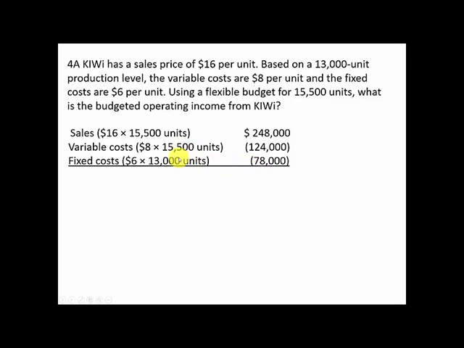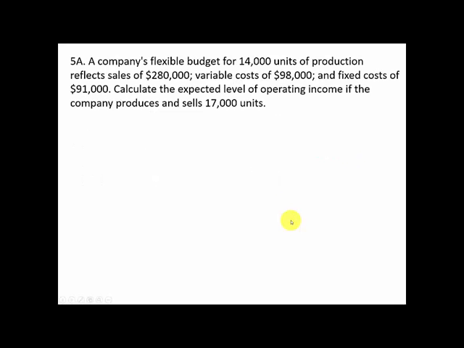What will happen is, if you want to get fixed costs per unit, since the volume went up, there'll be a lower fixed cost per unit, but you don't even have to do that. All you have to know is that fixed costs remain fixed. And so the operating income will be the sales at the new level, 15,500 units, minus variable costs at the new total volume level of 15,500, $124,000, minus the fixed costs, which are going to be fixed at the total fixed cost amount of $78,000.